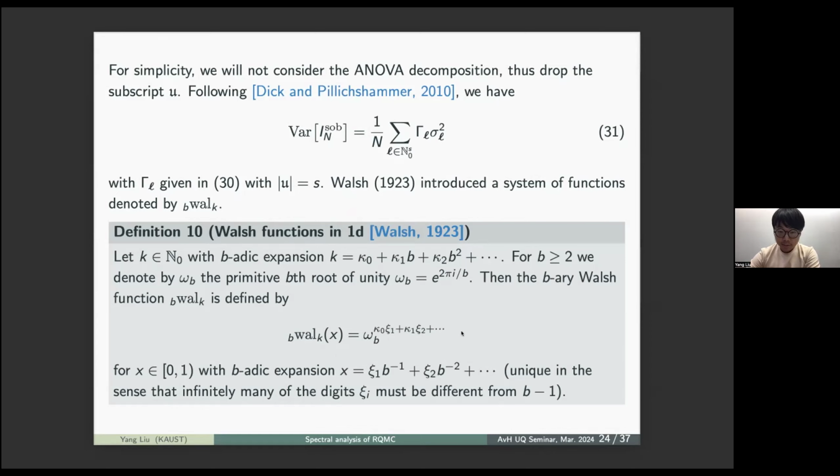And you can already see that this is a piecewise constant function. And when you increase k, the resolution increases. This is already equivalent to the wavelets.